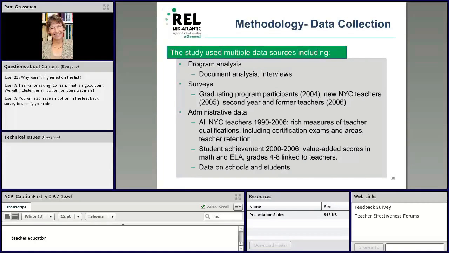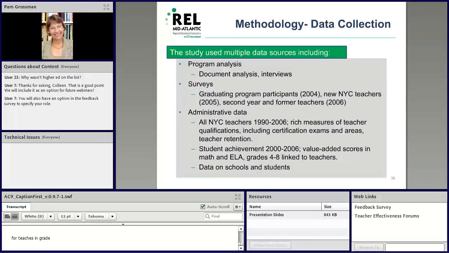Finally, we used administrative data from both the state and the district. So we had data on all New York City teachers from 1990 to 2006, and that included measures of teacher qualifications, for example, their scores on teacher certification, their SAT scores in many instances, the universities where they had gone for undergraduate, and we also had data on teacher retention from that administrative data. We also were able to link this to student achievement data from 2000 to 2006. I was working with a team of economists who were, in the early years of computing value added scores in both math and ELA. And again, that was only for teachers in grades 4 through 8 in those subjects.